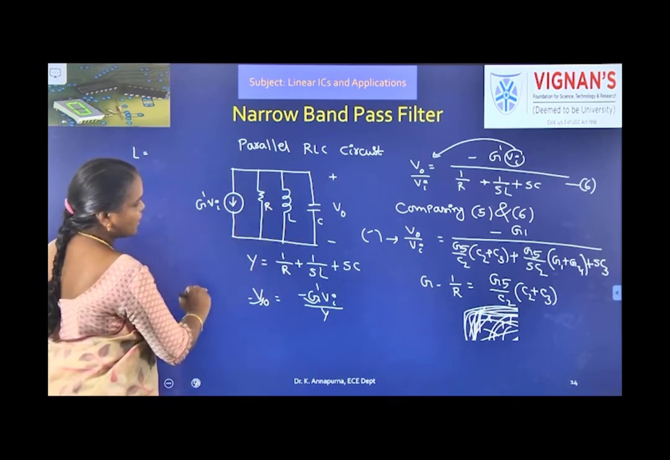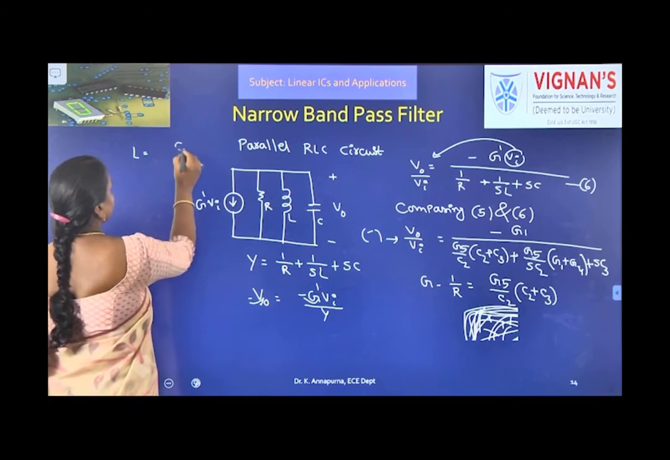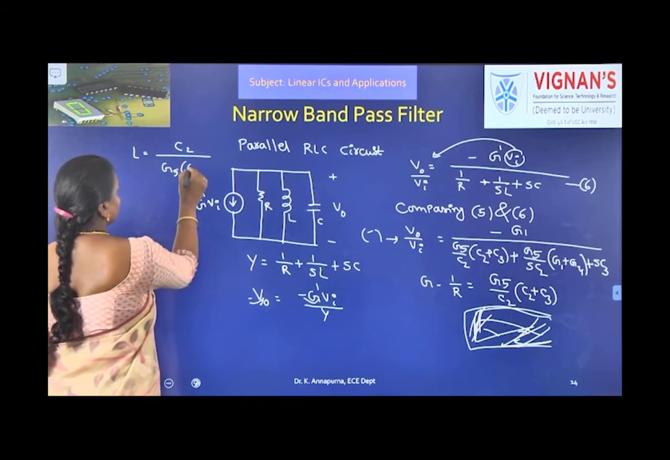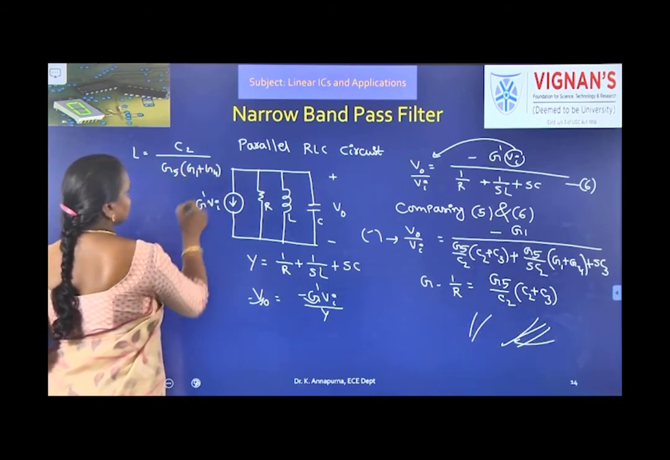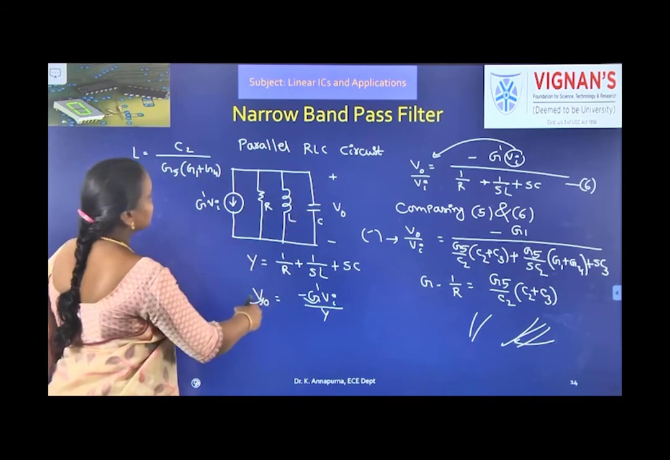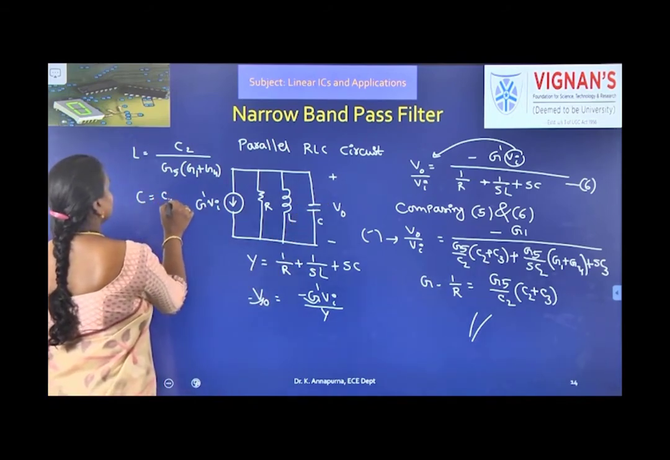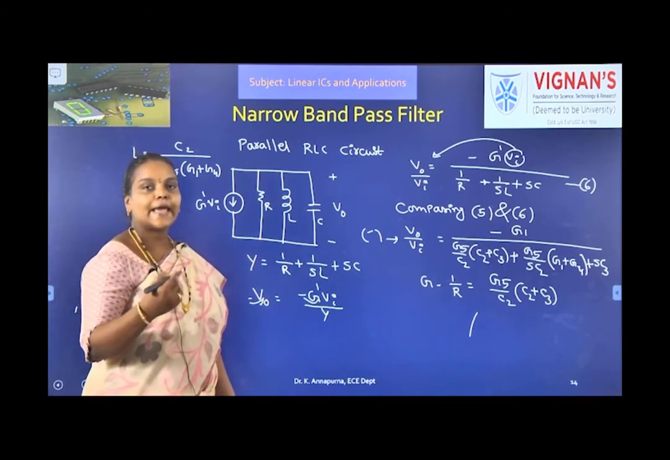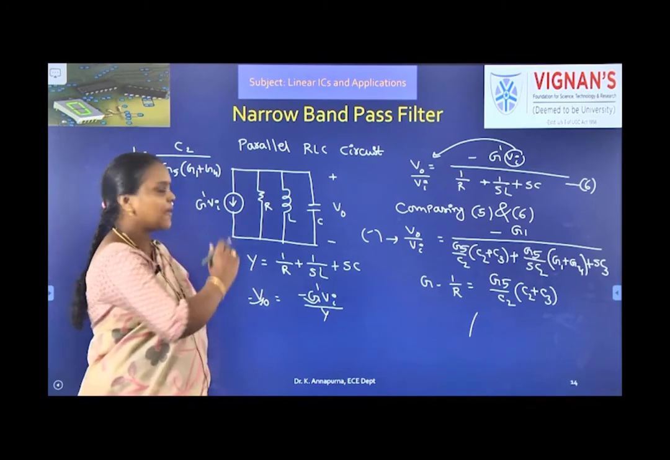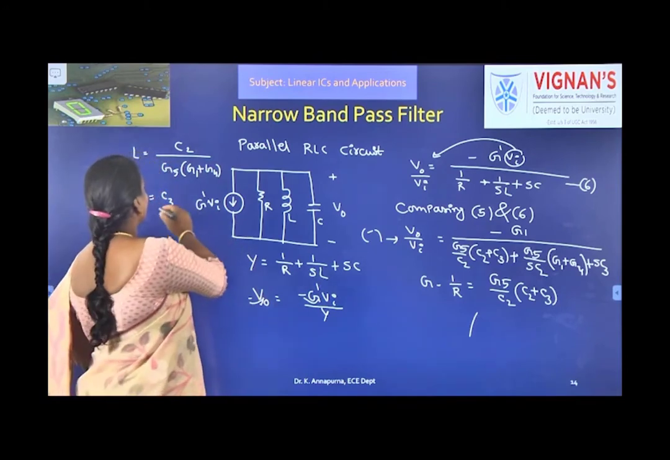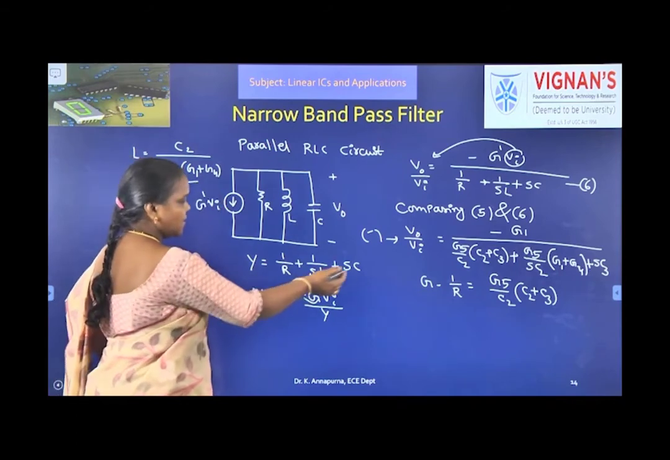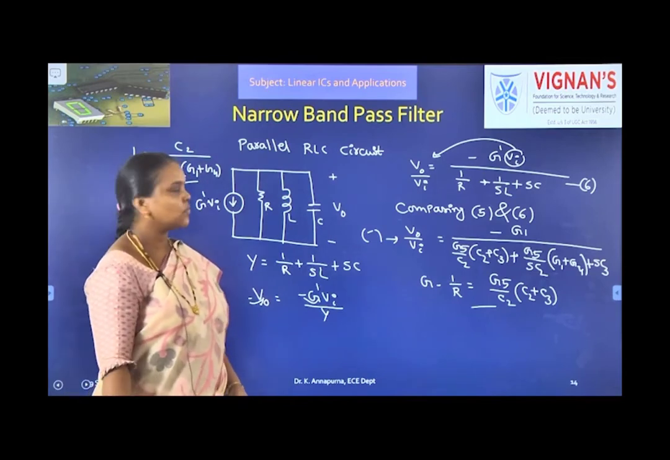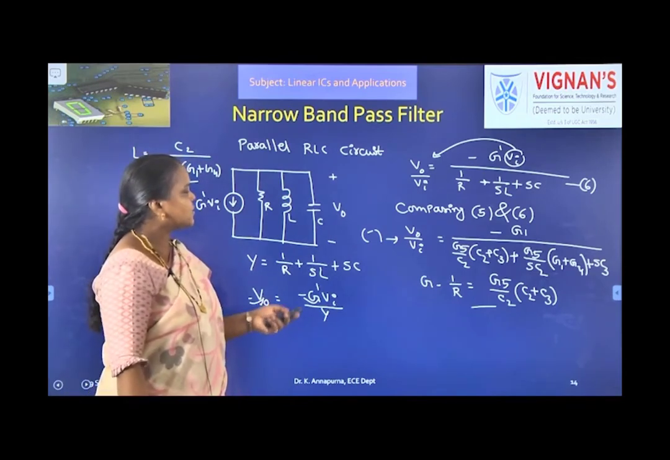So in the place of L you are having C2 by G5 into G1 plus G4, and in the place of C you are having C3. So C is equal to C3. So it is nothing but the response of narrow band pass filter. It is similar to the parallel RLC circuit. When you consider C is C3, L is this and G is this, or resistor is C2 by G5 into C2 plus C3. Okay. So now what is the resonant frequency of this?